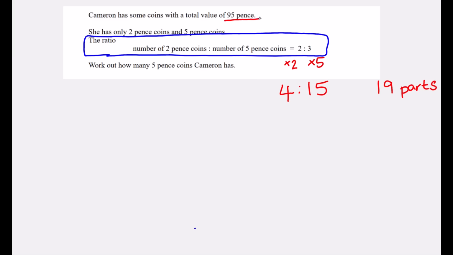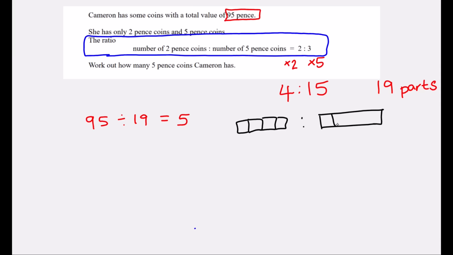And we're going to split that 95p up evenly into those 19 parts. So 95 divided by 19, that's 5. So each one is worth 5. If we'd drawn boxes, we would have had 4 boxes and 15 boxes. And each one is worth 5.